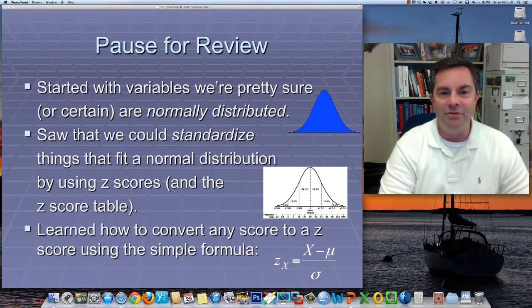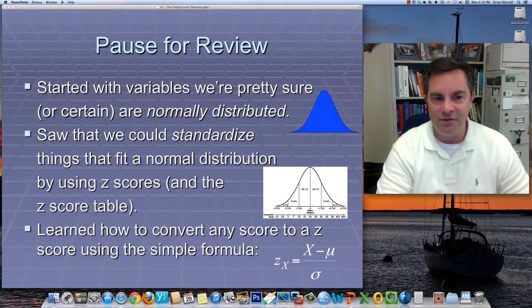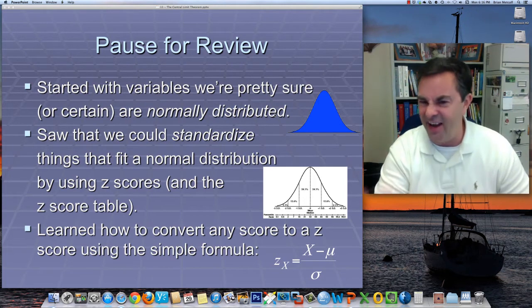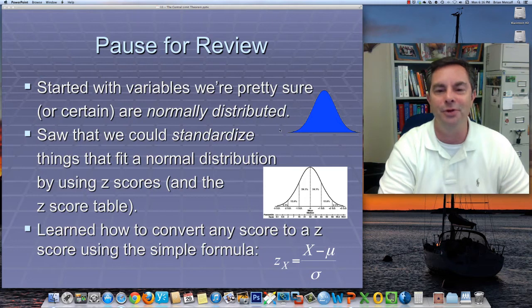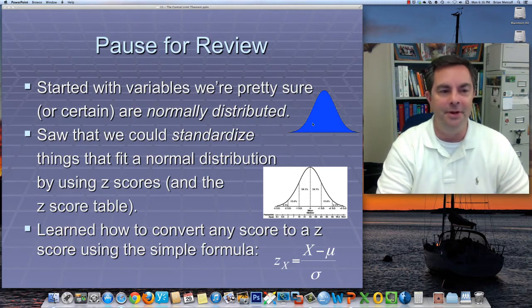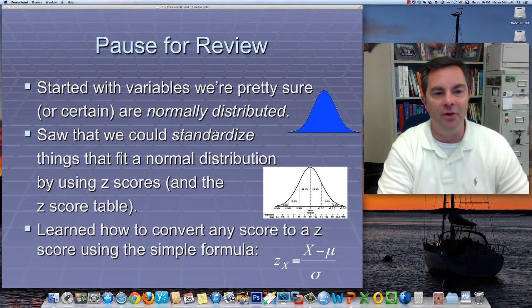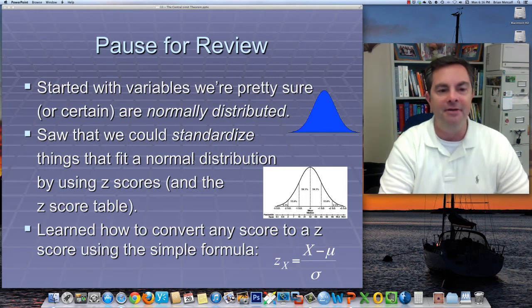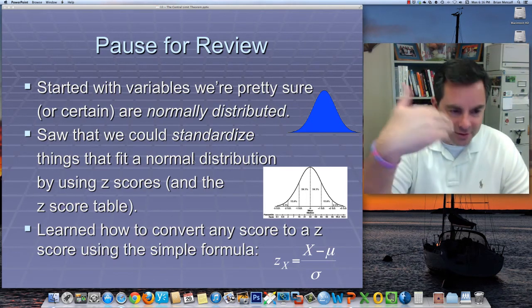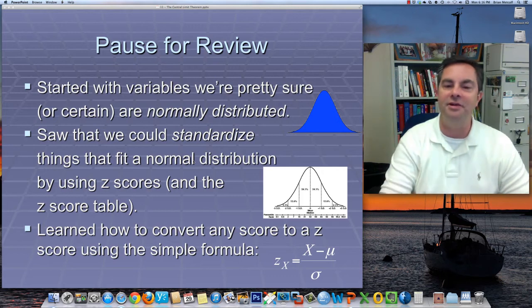We started back with variables that we were pretty sure or were certain are normally distributed. Things like IQ. We've done a lot of IQ problems, which we know is normally distributed. When something's normally distributed, we saw that we could standardize things by fitting that normal distribution to the problem and using z-scores in a z-score table.